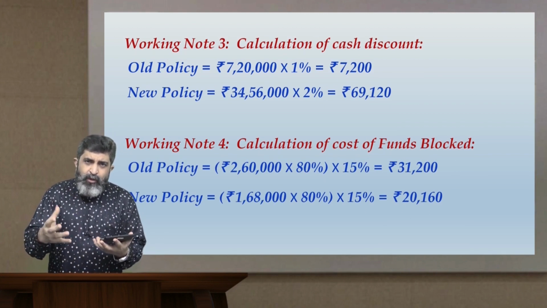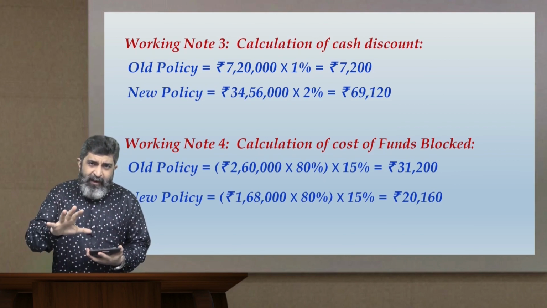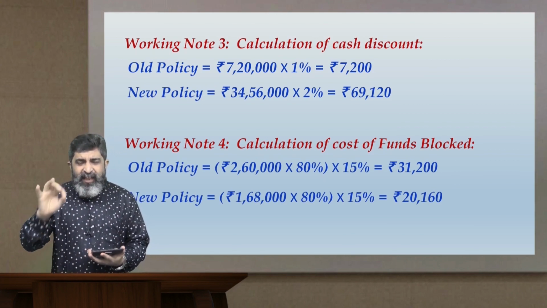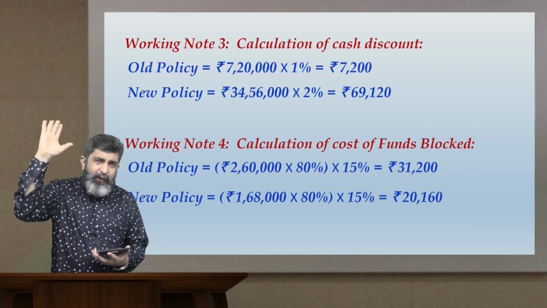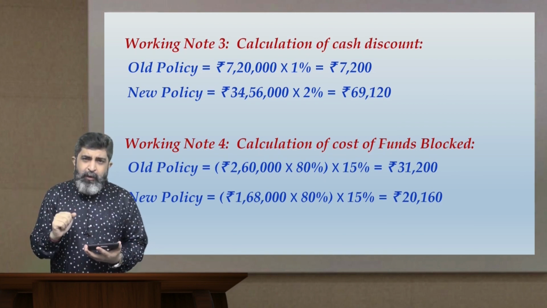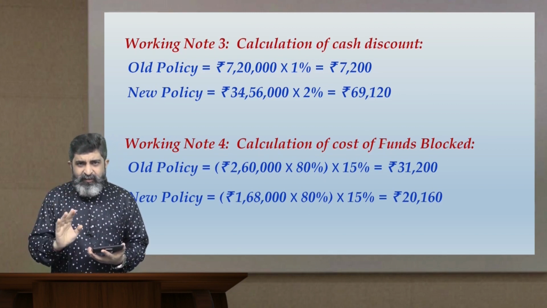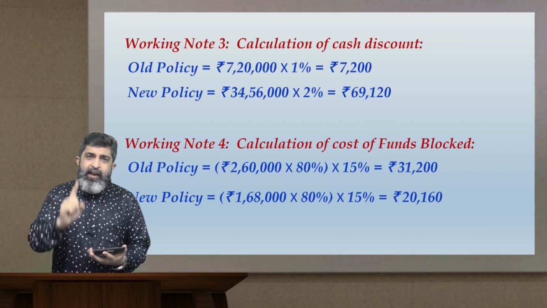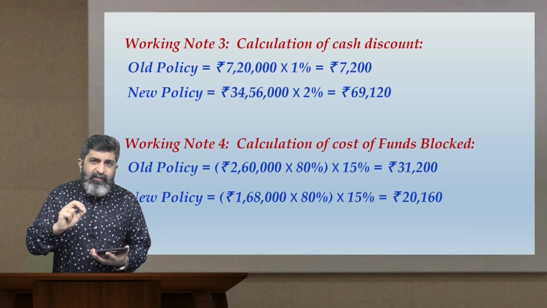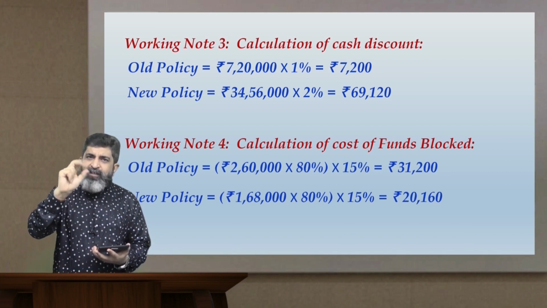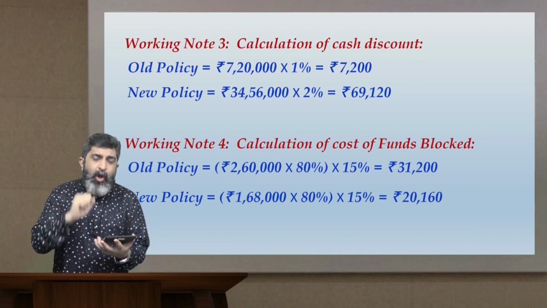Let me give you another example. Just another example. Assume that annual total sales, it is 24 lakhs. I'm giving you a completely different example, nothing connected to this particular case. Assume that annual total sales is 24 lakhs and you are giving credit period of 1 month, and your cost of goods sold is 80% of sales. So how will you compute the funds blocked?